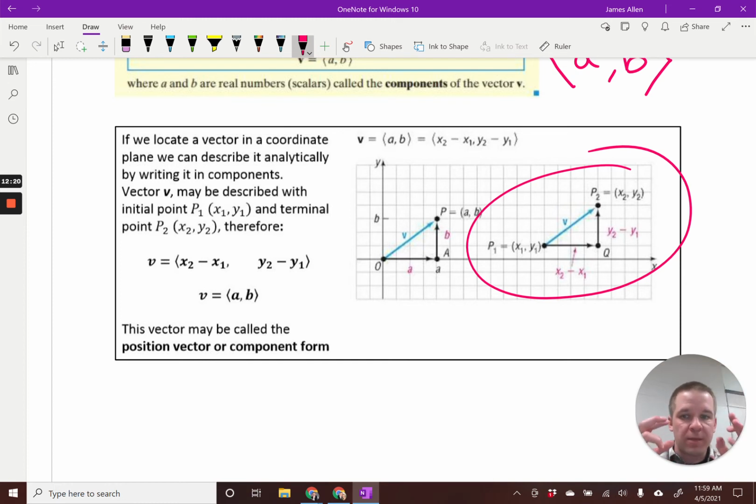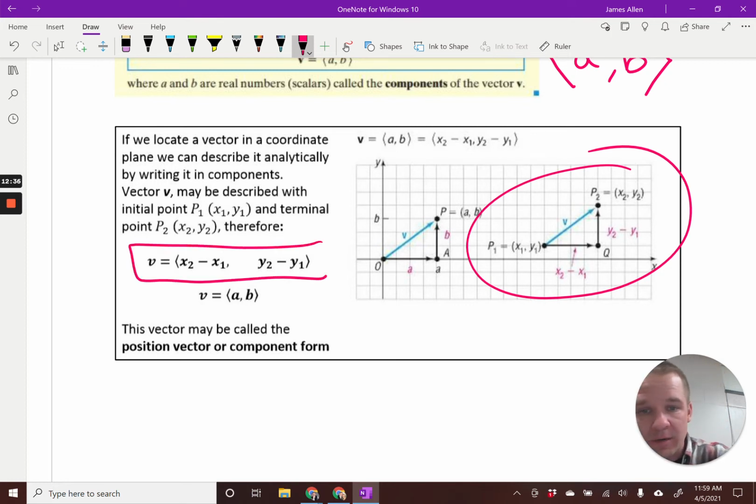Now, to get that component form, or position vector, as it was also referred to, we could take the x value from the second one, the terminal point, subtract the x value from the initial point, and then do the same with the y's. That's what we have illustrated right here. And that will give us our component form, or position vector. It'll give us 2 values. So in this case, I'll count them out here. It'd be 4, this would be 3, so this would be written as <4, 3>.